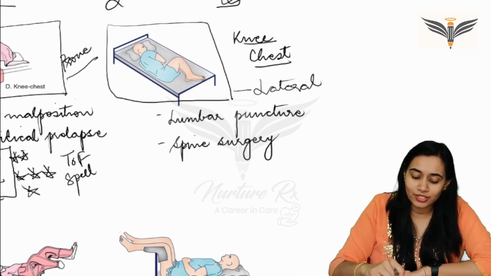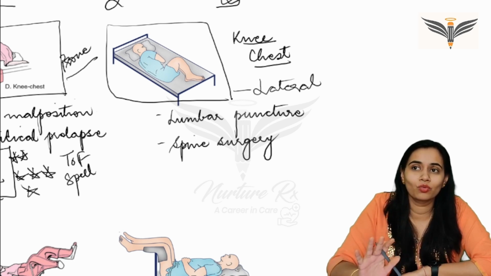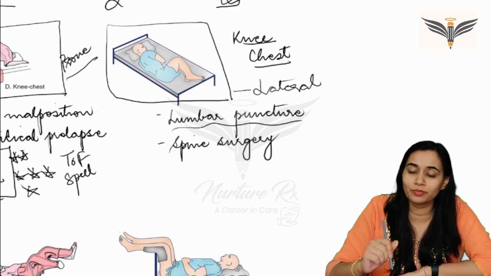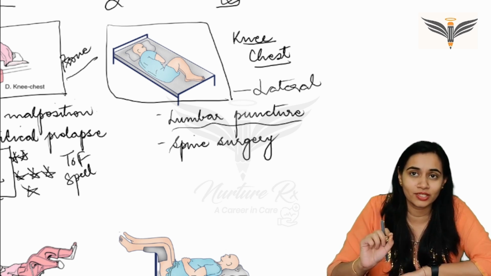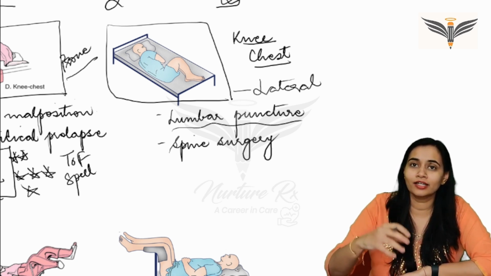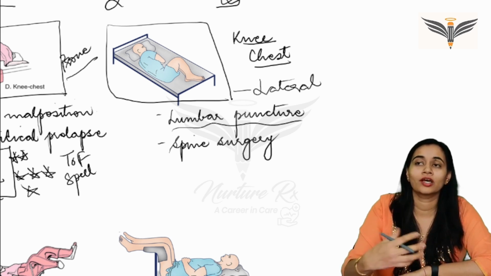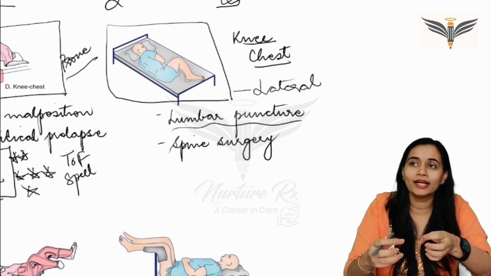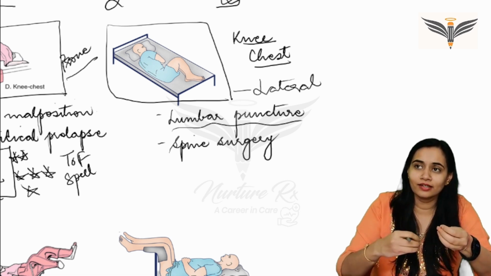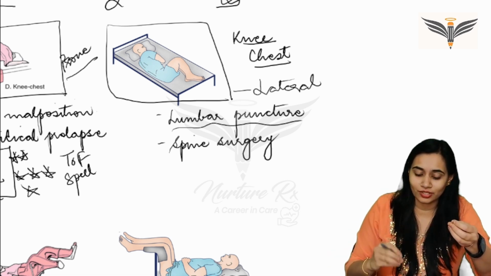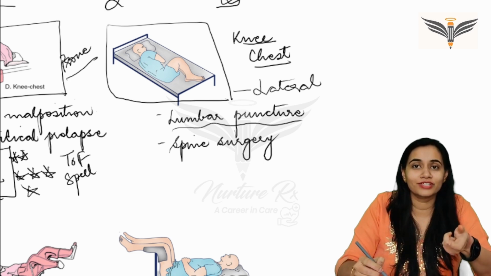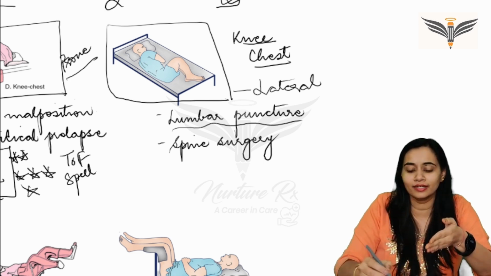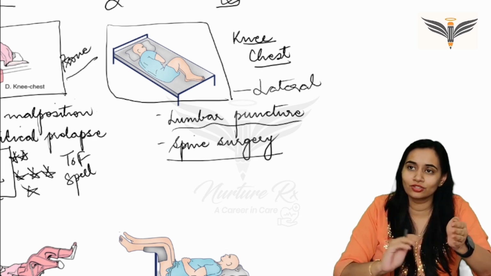Now, this knee chest position, the lateral one, you have seen in the wards a lot of times. Why? Because whenever a lumbar puncture is being performed, the patient is asked to lie down in a knee chest position. What does it do? It increases the intervertebral space and it facilitates the procedure of lumbar puncture. Okay. So now if it is facilitating your lumbar puncture, what else is it going to facilitate? The spine surgery. So very easy to remember.